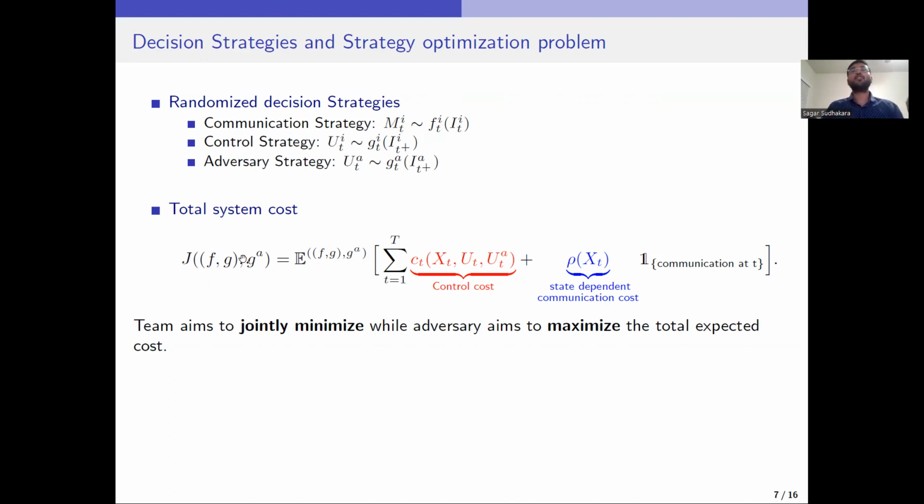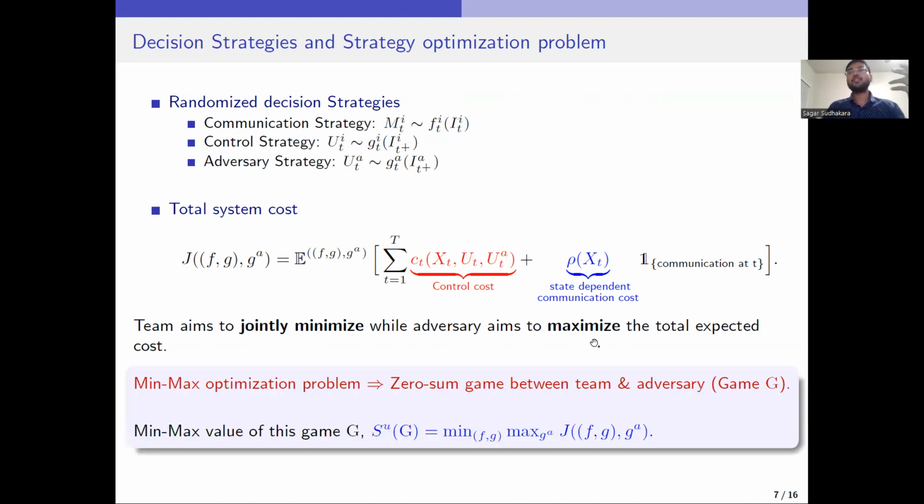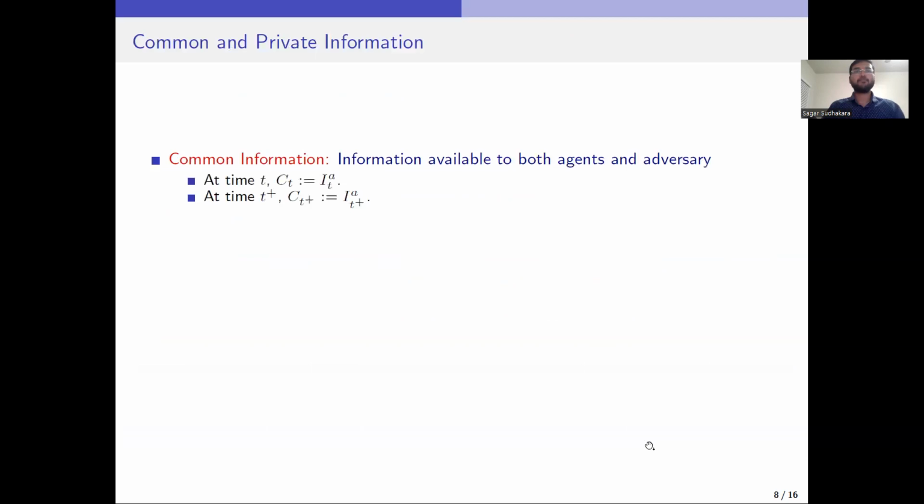So the team aims to jointly minimize this system cost while the adversary aims to maximize the total expected cost. This min-max optimization problem is now a zero-sum game between the team and the adversary, which is denoted by the game G. So the min-max value of this game G is given by S(G), which is minimizing over the strategy (f, g) and maximizing over g_A, of J(f, g, g_A).